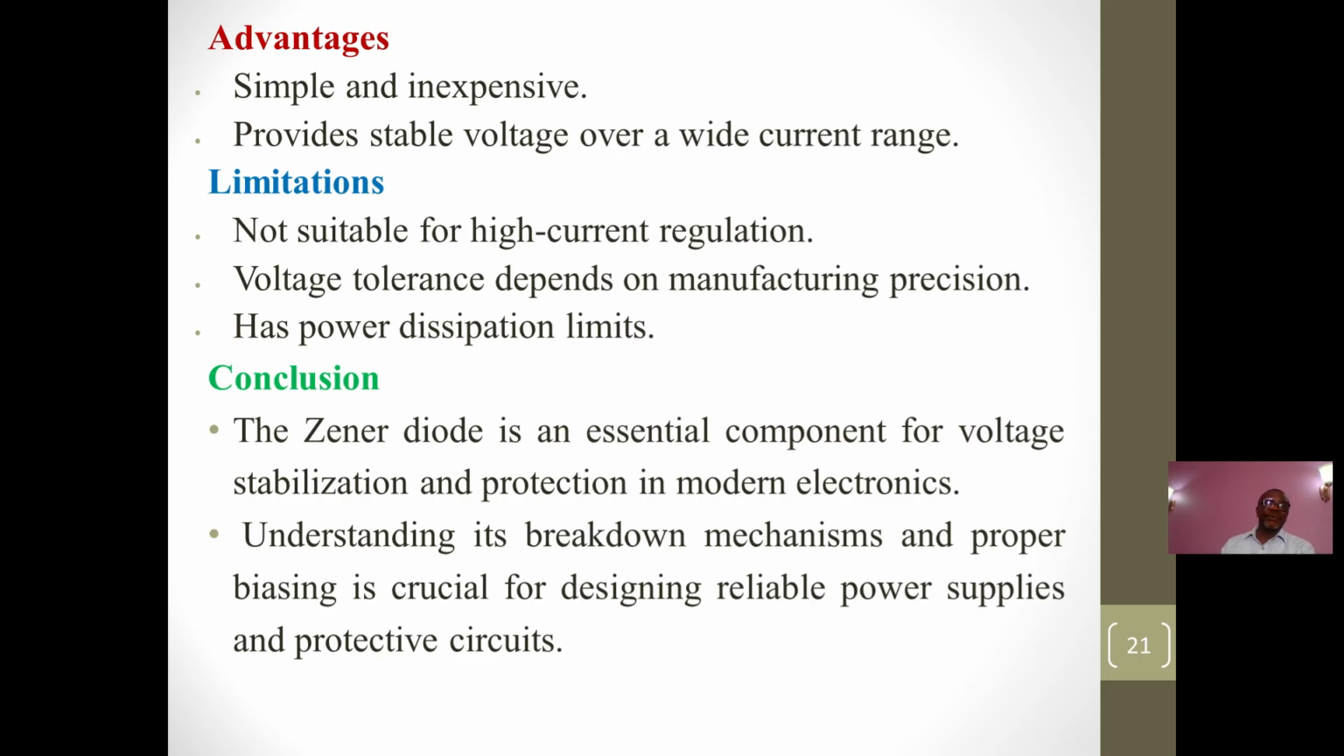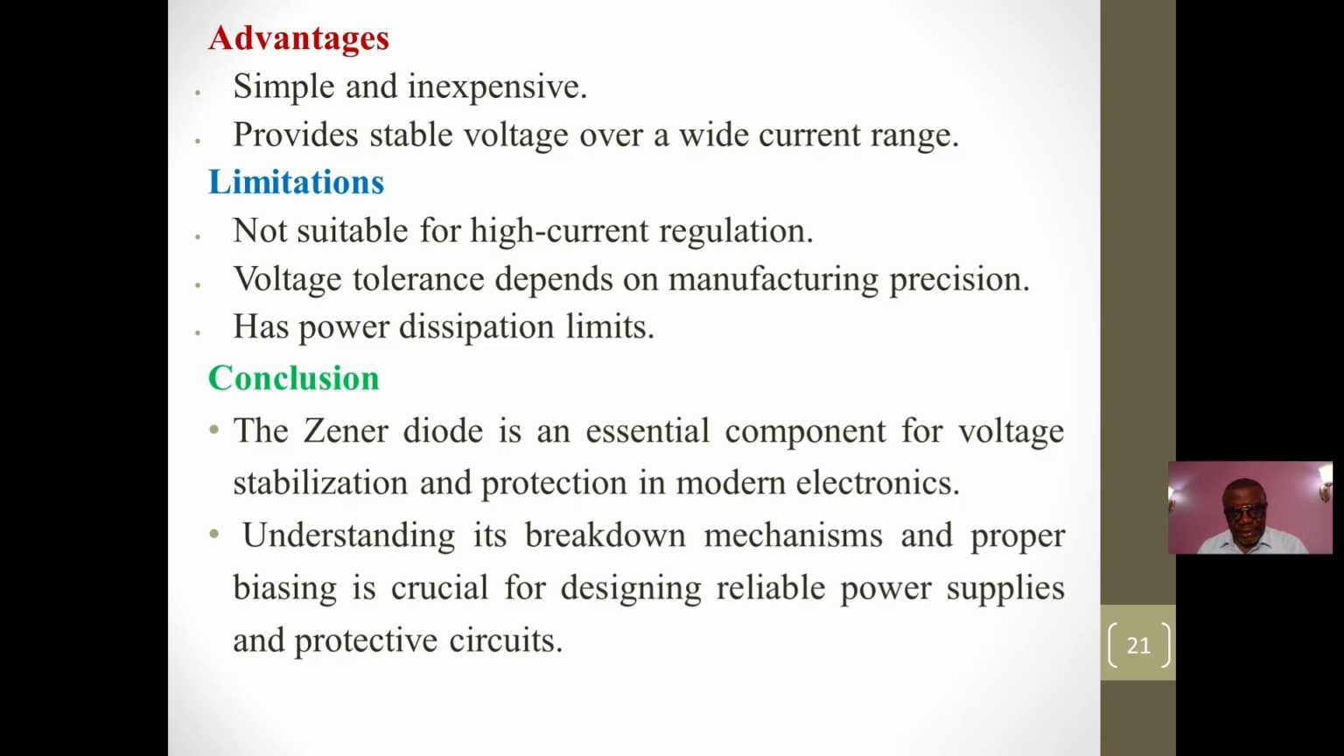Advantages include that it is simple and inexpensive, and provides stable voltage over wide current ranges. That is, it doesn't matter the current; if you want to maintain your voltage at a point, you make use of a Zener diode. It also has some limitations: it is not stable for high current regulation, voltage tolerance depends on manufacturing precision, and it has power dissipation limits.